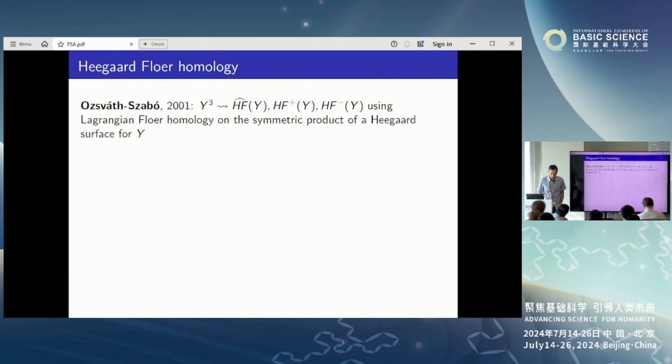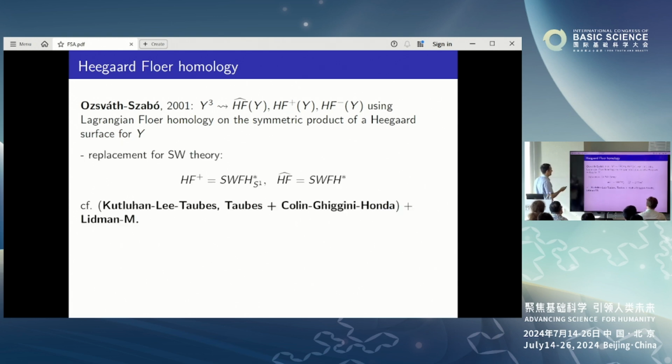All right, so let's see. First of all, let me tell you about Heegaard Floer homology. This is a collection of invariants developed by Ozsváth and Szabó around 2001. It uses symplectic geometry, Lagrangian Floer homology on symmetric products. There are invariants associated to 3-manifolds, and in fact they're the same as the Seiberg-Witten Floer homology. This wasn't clear initially, but later it was proved by 2 independent groups of people, combining work of many other people.